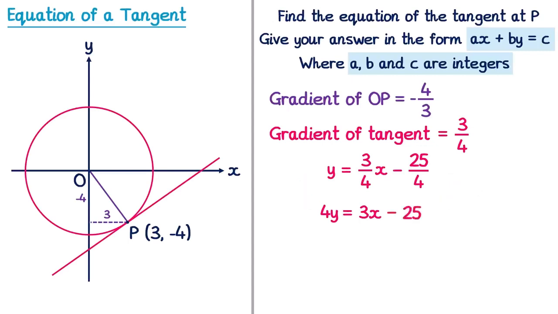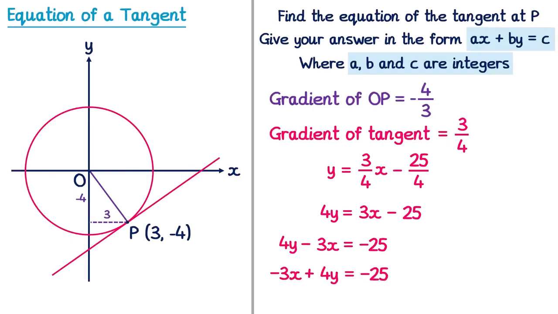Now this is almost in the correct form. You'll notice that on the left hand side I need ax plus by, and at the moment my x term is on the right hand side. So I'm going to subtract 3x from both sides. On the left hand side I'll have 4y minus 3x, and on the right hand side if I subtract 3x, the 3x will cancel, so we just have -25. And then the final step would be to reorder the terms on the left hand side. So instead of 4y subtract 3x, it's -3x plus 4y equals -25. This is now in the correct form. You can see it's ax plus by equals c.